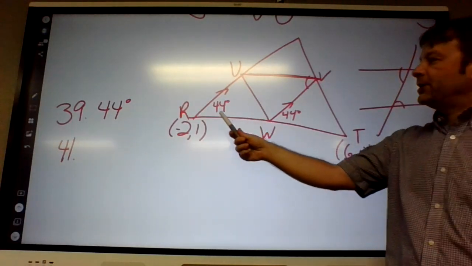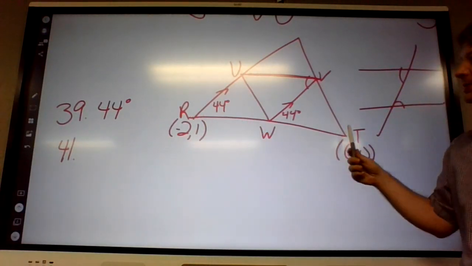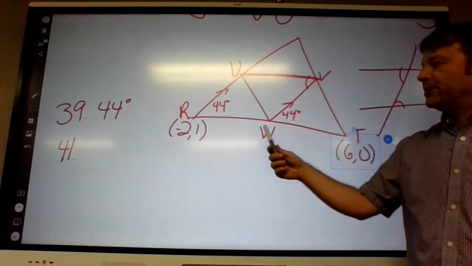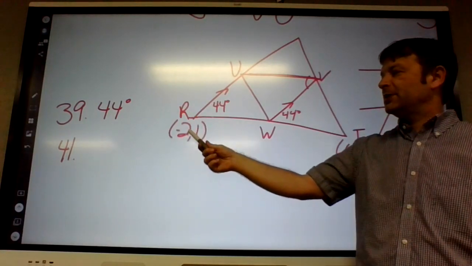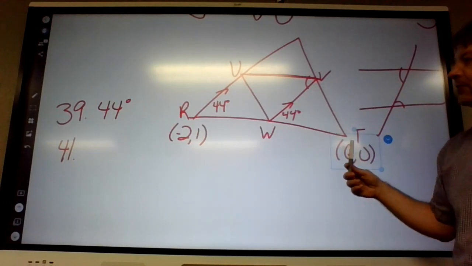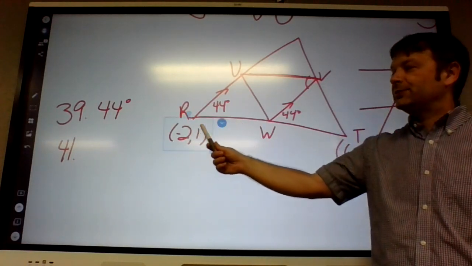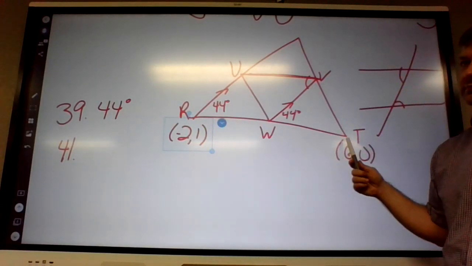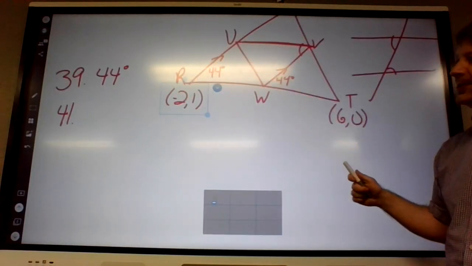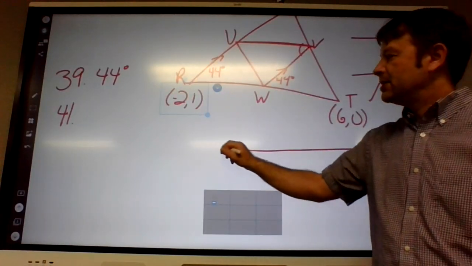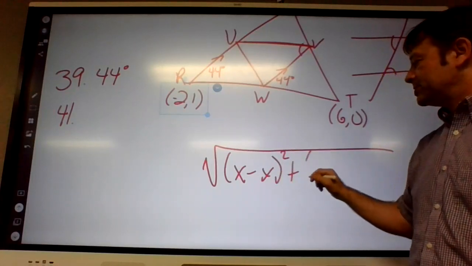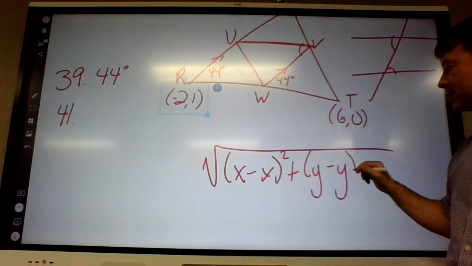How would we find the length from there to there? If we know that these are the locations of R and T on the graph, how do we find the distance from there to there? Distance formula. Okay, you guys remember this one? x minus x squared plus y minus y squared.